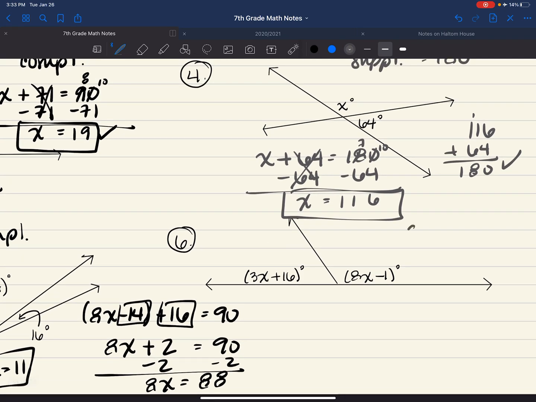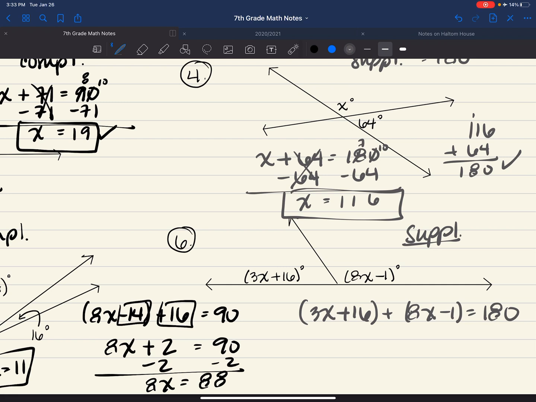Again, this is supplementary. Because yes, we always need to decide if it's complementary, supplementary, or neither. Now that I know it's supplementary, I need to add these angles together to equal 180 degrees. So 3x plus 16 is that angle, plus 8x minus 1 is my second angle, needs to equal 180 degrees.